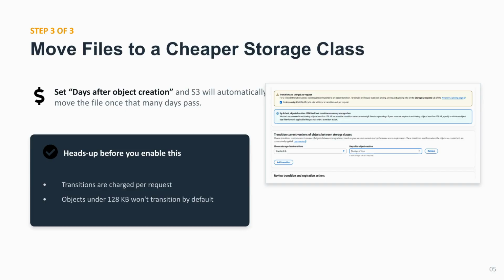But there are two important points to remember. First, transitions have request charges. Second, very small objects under 128 kilobytes do not transition by default in many lifecycle scenarios. Cost-saving tip: do not blindly transition millions of tiny files. Sometimes the request cost can reduce the savings. Always check object size and access pattern.